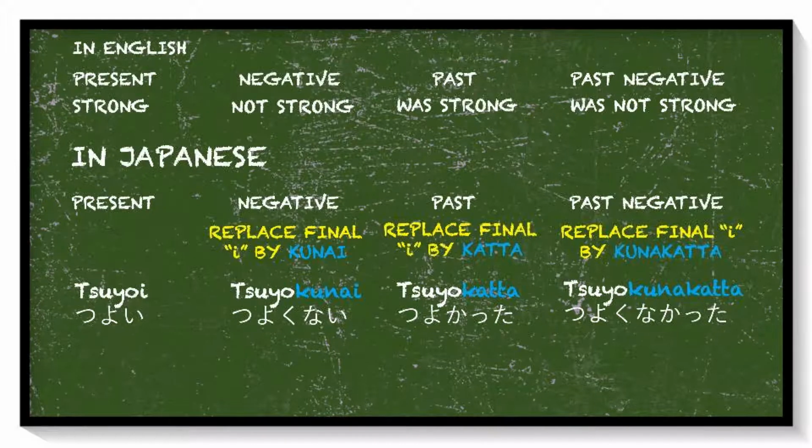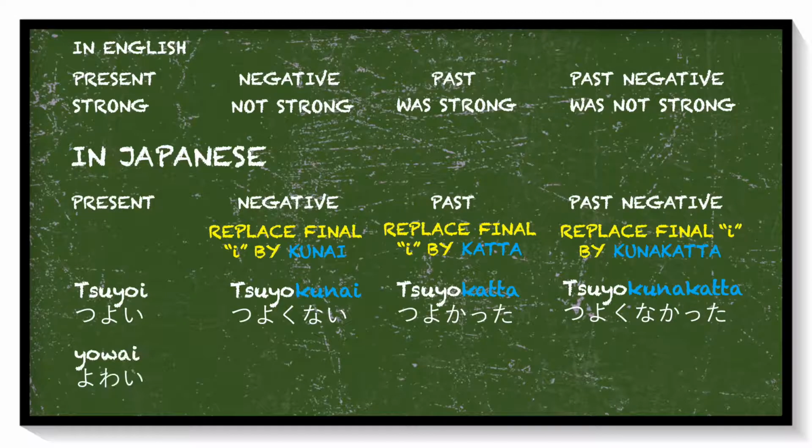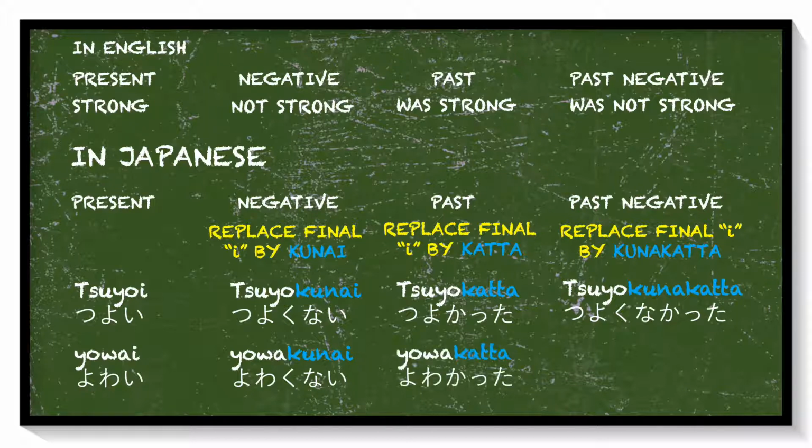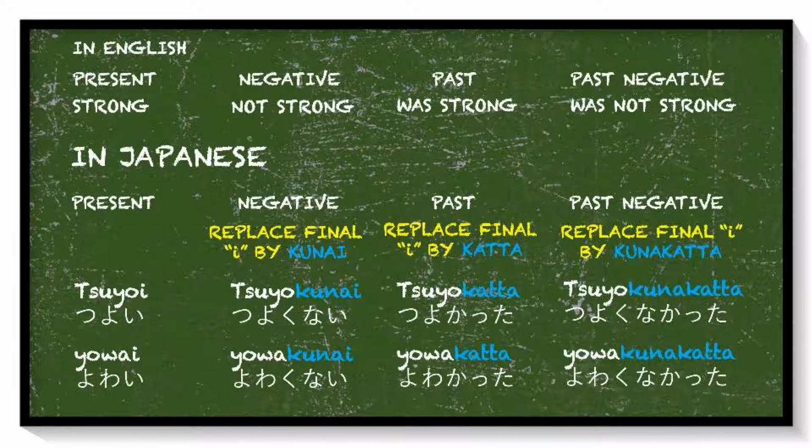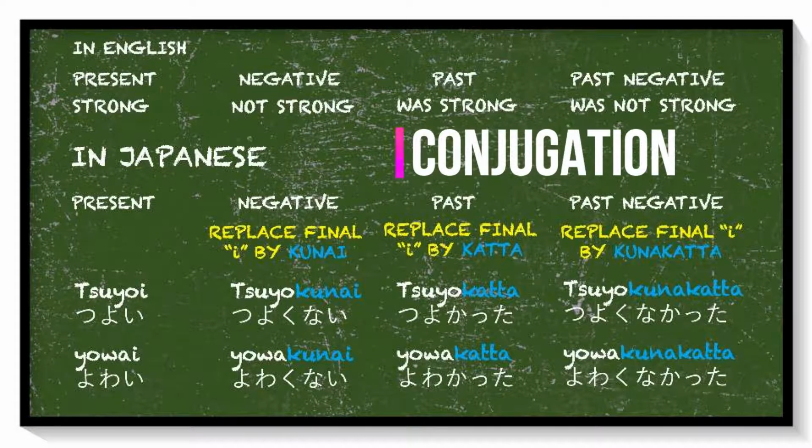Another example. 弱い, or weak, in English. Its negative form is 弱くない。 Its past tense is 弱かった、 and its past negative form is 弱くなかった。 This whole process of changing the form of the word is called conjugation. Okay, take it in first, before we proceed.